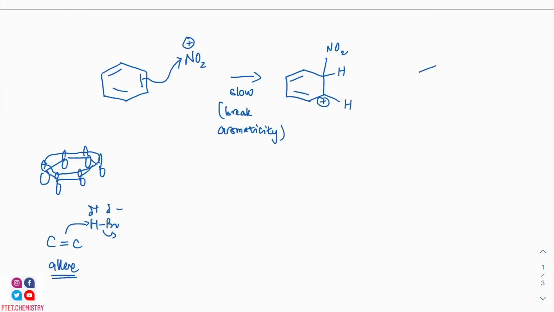All right. Then you say, are they the same if I add the NO2 to the other side? If I add the NO2 to the other side, I will get a plus charge there. Are they the same or are they different?